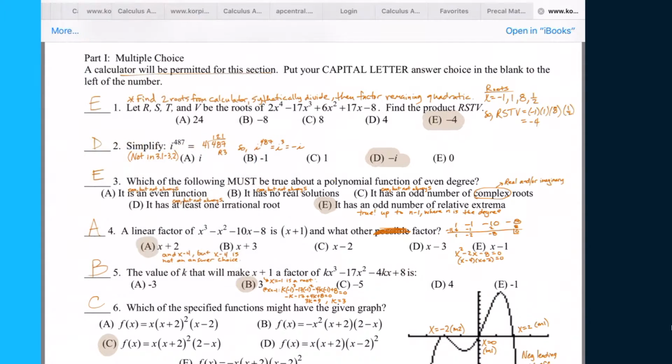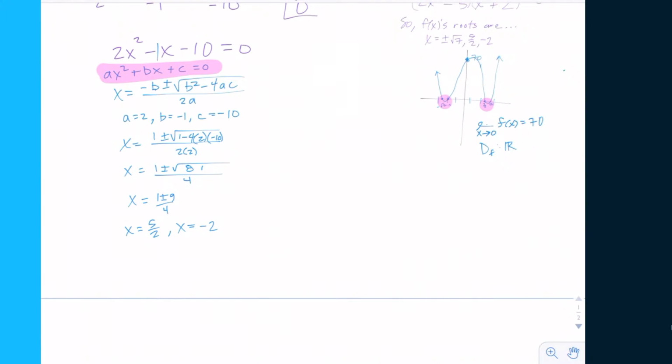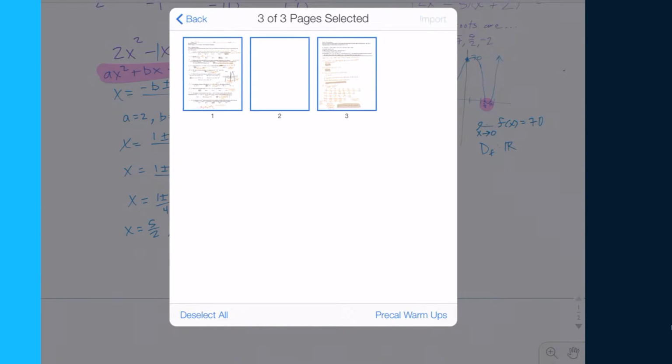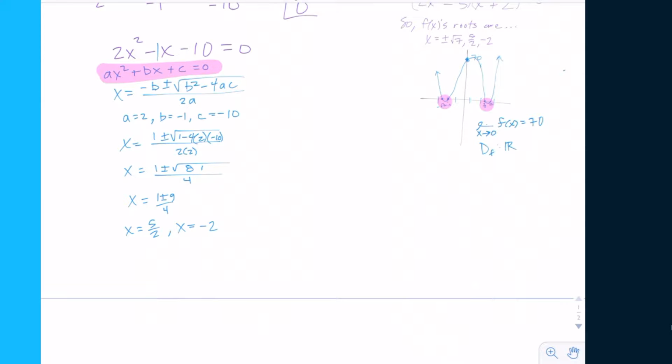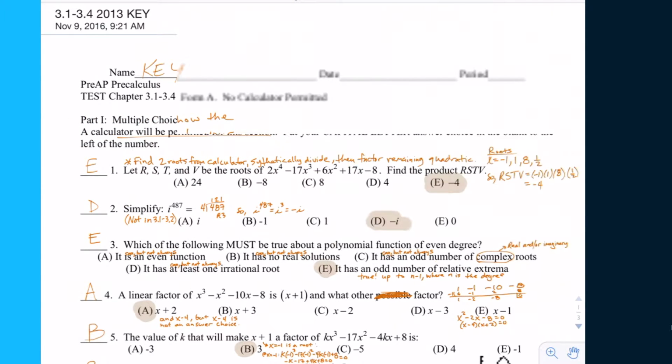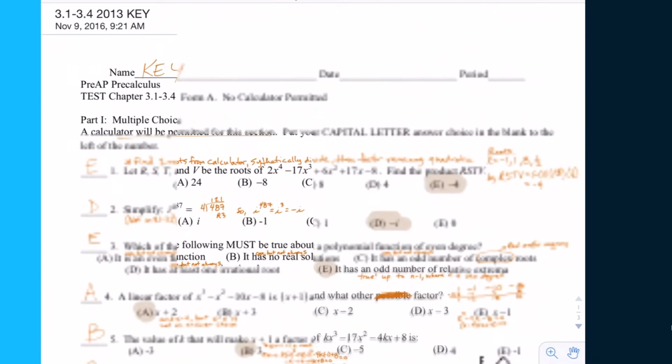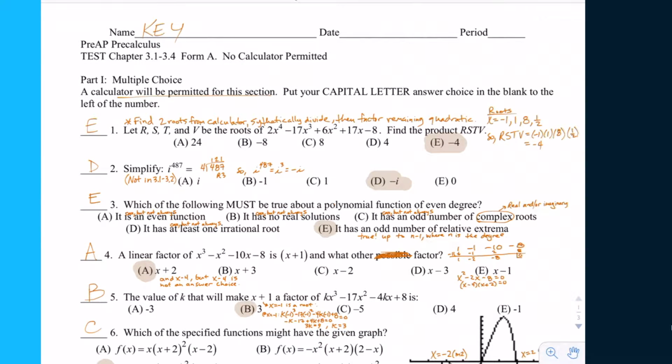So let me import this. Create a new note. We'll select all the pages. There it is. And what folder am I in? Warm-ups. Nice. Okay. That'll work. So here's the key that I put last night. And I put the explanations here. You're going to have a little bit more room than this on your test tomorrow to work.